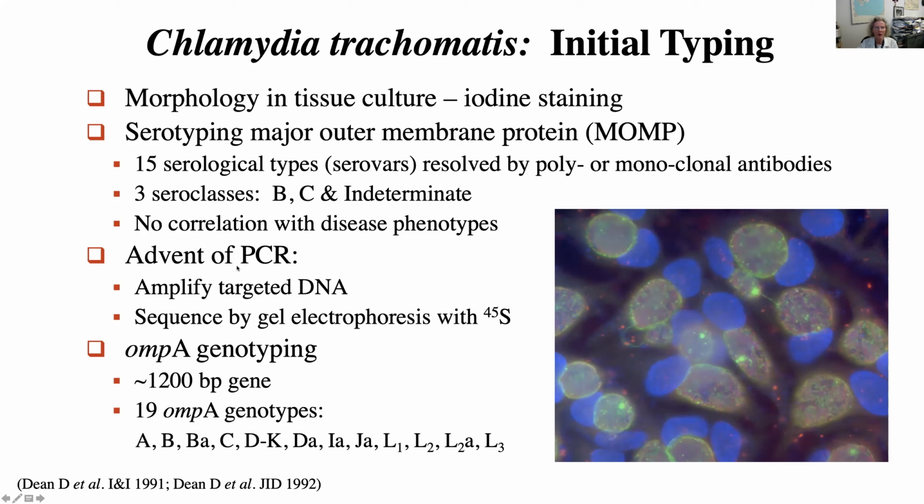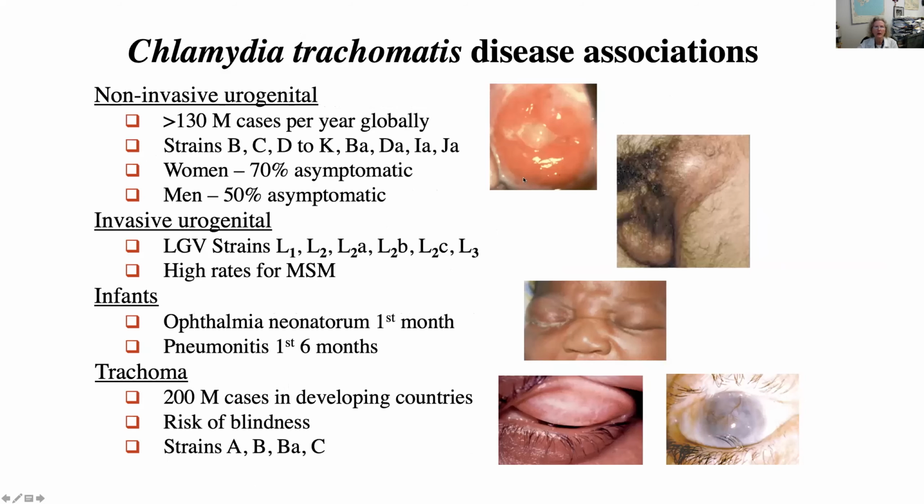And once PCR became available, it was possible to take the gene that encodes for the major outer membrane protein and sequence it. It's about 1,200 base pairs long. And that differentiated the strains into 19 OMP genotypes listed here. And those genotypes correlated fairly well with disease associations.